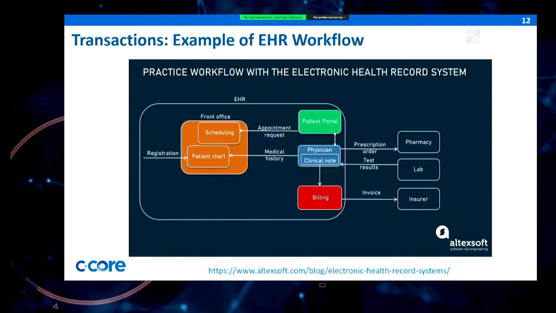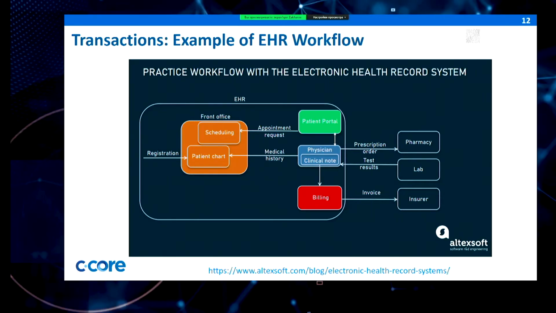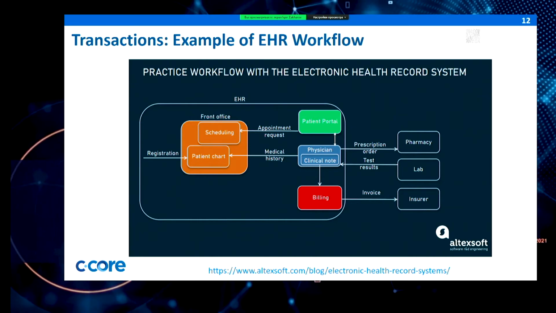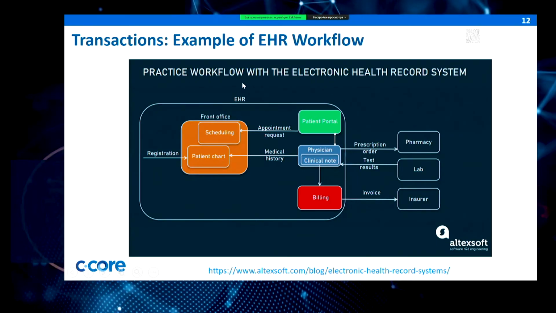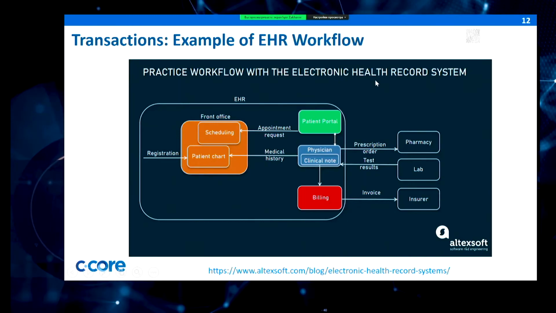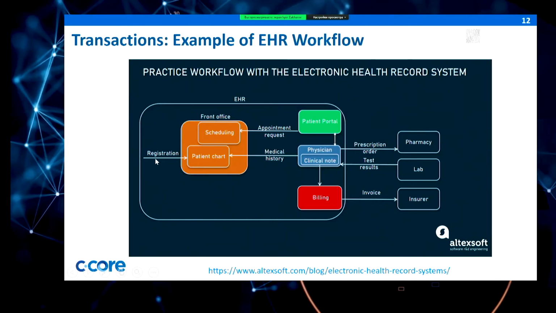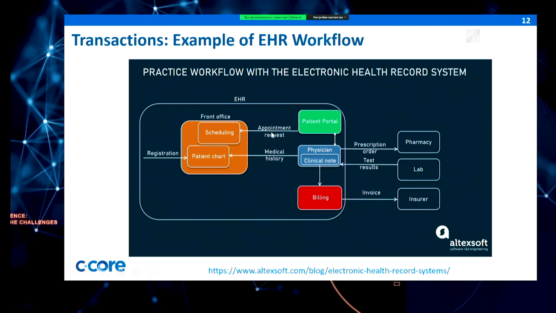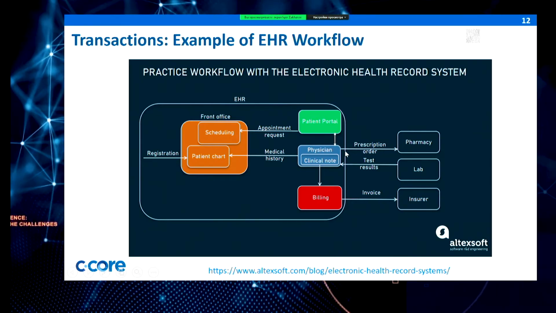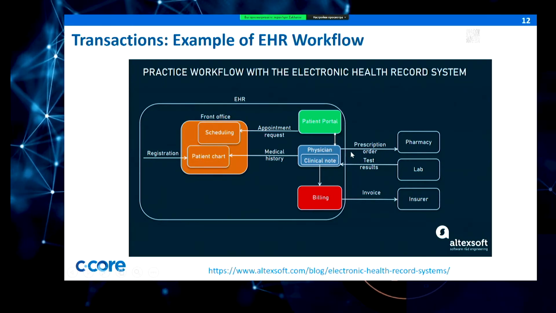Transaction is the smallest unit of work processing resulting in a state change of the system or process. So for medical, for example, an electronic health record system, such as registration at the front office in the hospital or clinic, making an appointment, getting a prescription, it's all kinds of transactions.